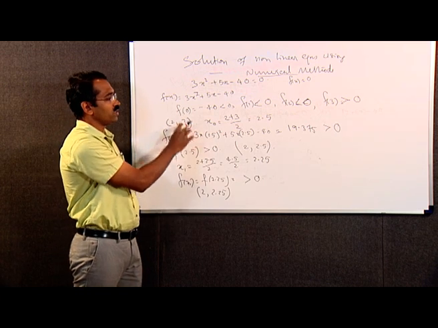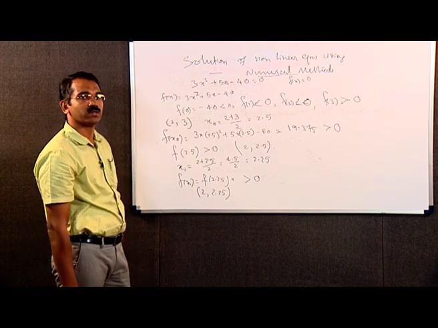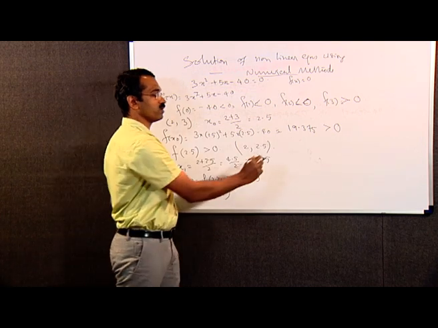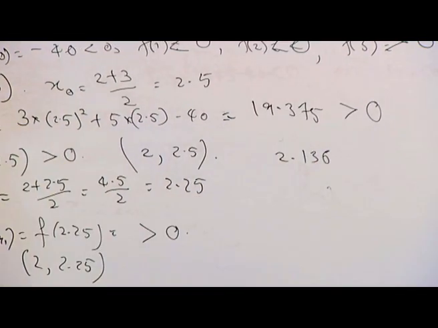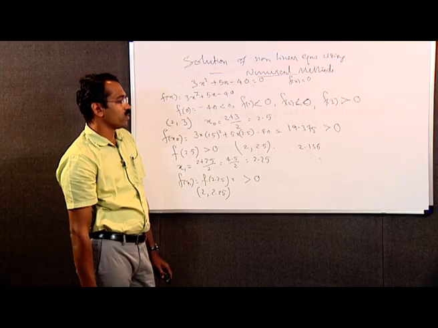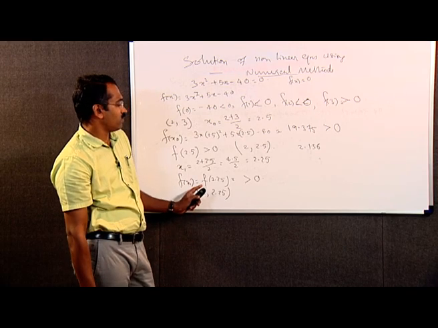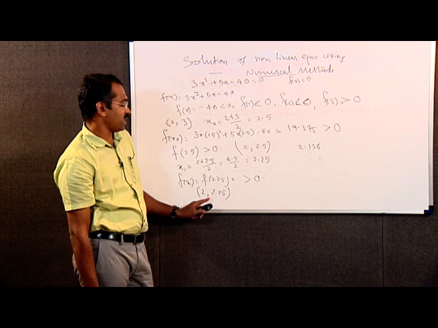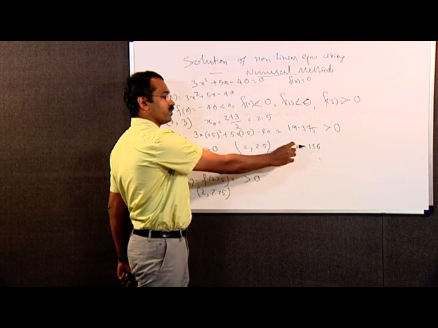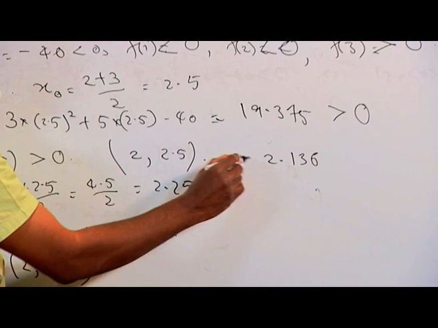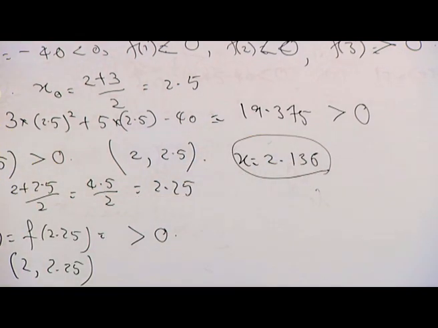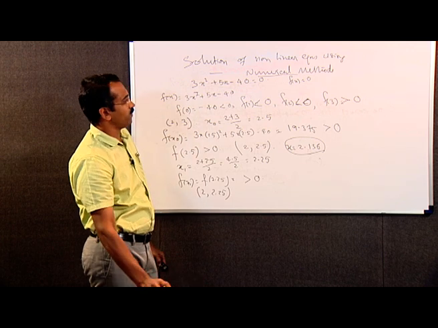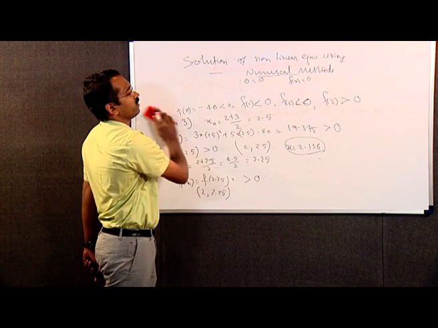We continue in this manner, and we will get the approximate value of the root as 2.136. After the 9th or 10th step, we will get the approximate value of the root as x equal to 2.136. This is the bisection method.